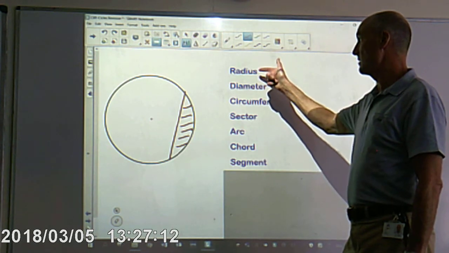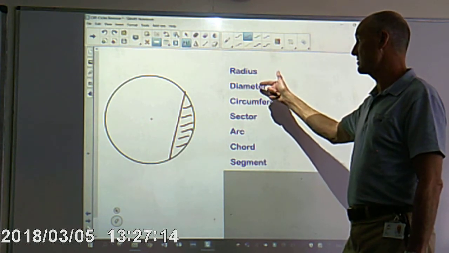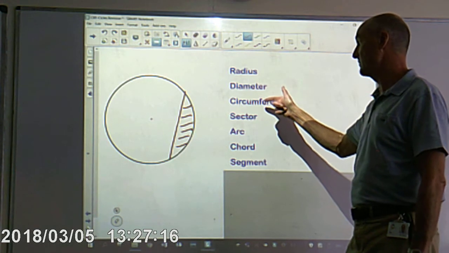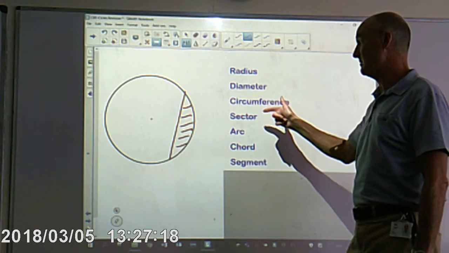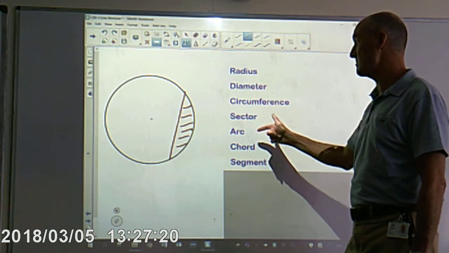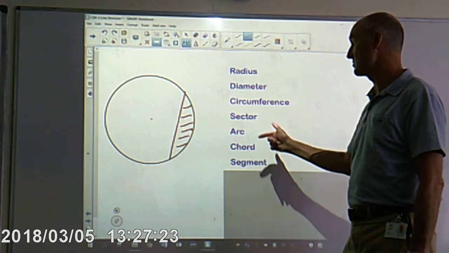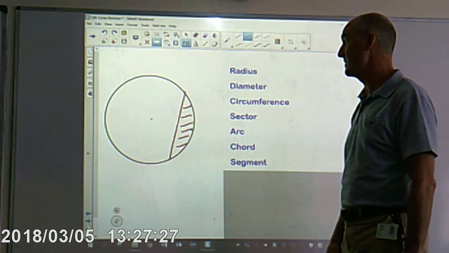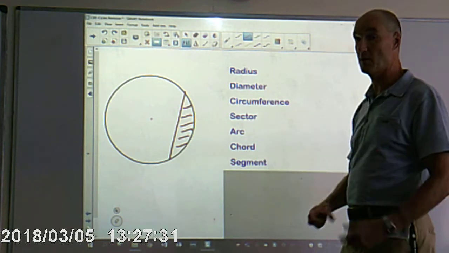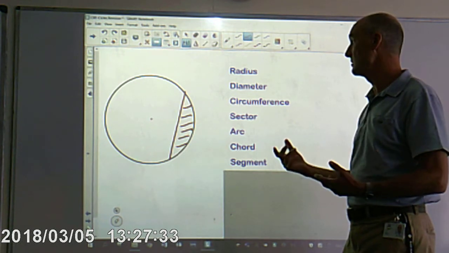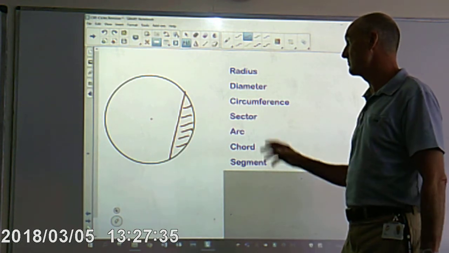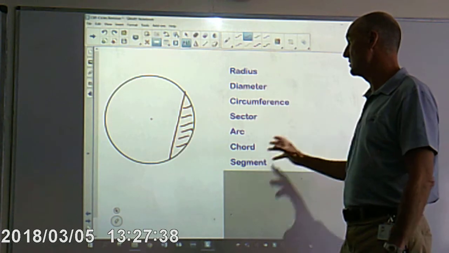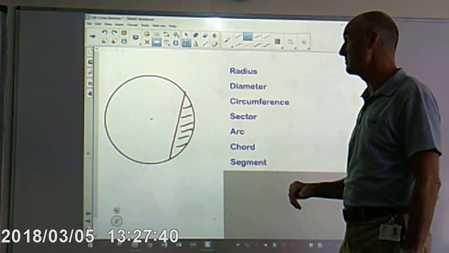So we should know and understand what a radius is, a diameter, the circumference, posh word for perimeter, sector, we've taken a slice out, an arc, which relates to the sector, and then a chord and a segment, which is the last couple of examples that we've done there. Okay, so those are our basic terms, and like I say, you can pick up marks just for knowing what those words apply to in relation to a circle.